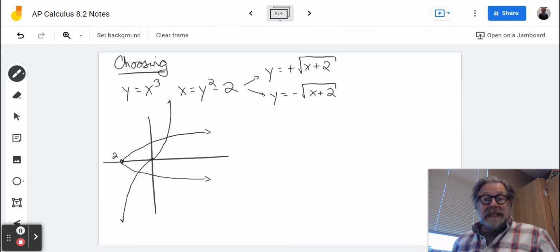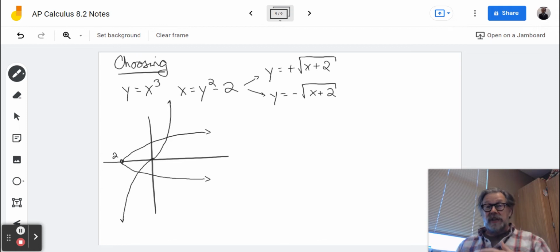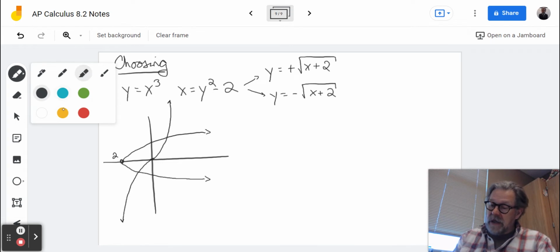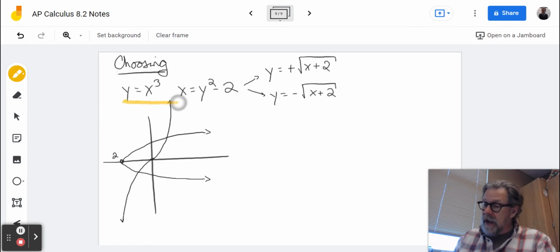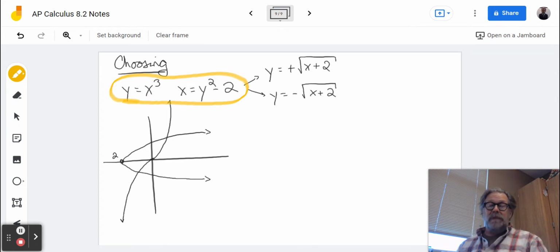Okay, question is how do I decide which one to use? And a lot of the time, this just is a matter of drawing the graphs, thinking about what you've got, and making a decision. So let's take a look at a quick example where I am given two functions. Y equals x cubed. I take that back. I am given a function and a non-function, y equals x cubed and x equals y squared minus 2, a sleeping parabola. And what I need to do now is I need to take a look at the graph.